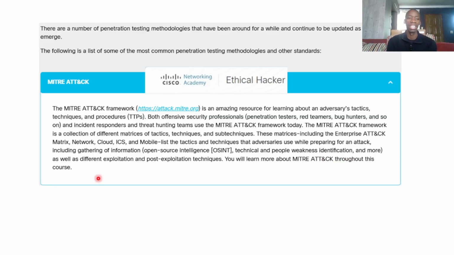So this pretty much covers a lot of things in terms of attack. Okay, it's MITRE ATT&CK, a framework that covers everything when it comes to attack, including gathering information, either technical or people's weaknesses, identification, and a lot more. Which is why it's saying blue and red team.